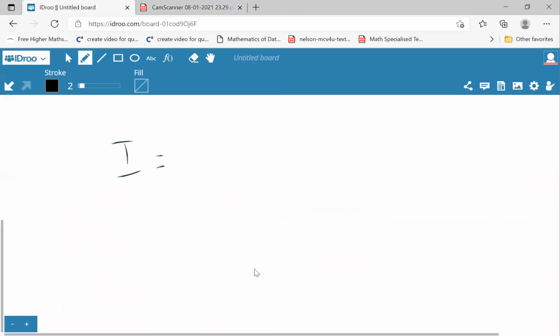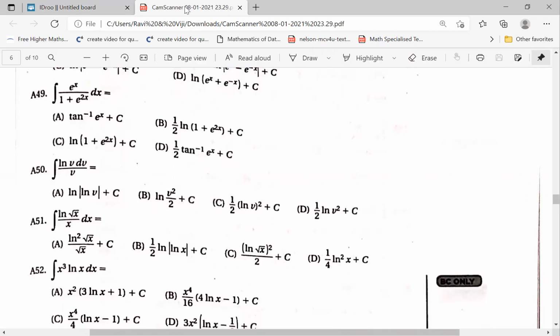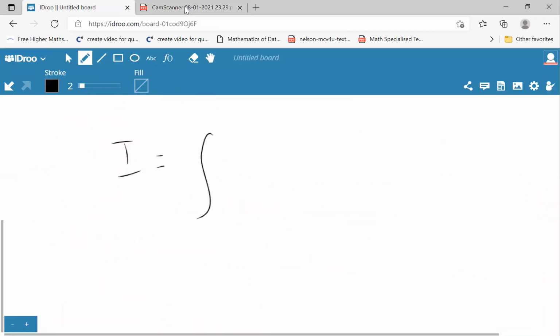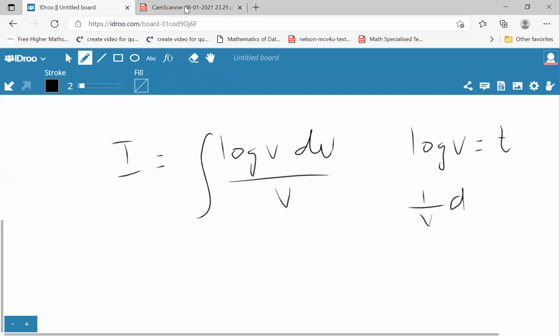I is equal to integration of log v dv by v. Now we know integration of log, when we take log v as t, let's say log v as t, then differentiating on both sides, we can see that 1 by v dv is equal to dt. So in the place of dv by v, I can put dt.